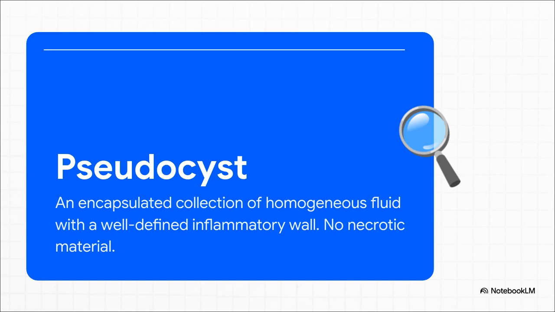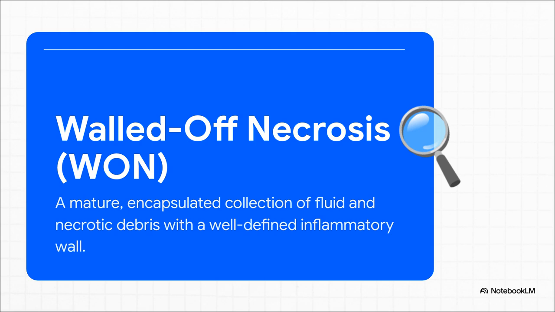made of scar tissue. Now, this one's my favorite, because the name tells you the entire story. The acute necrotic collection matures into walled-off necrosis, a WON. Walled off tells you it's now got that mature, enhancing capsule, and necrosis tells you what's inside, that nasty mix of fluid and solid dead tissue. It's all right there in the name.